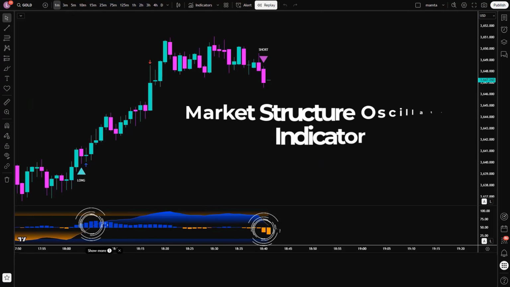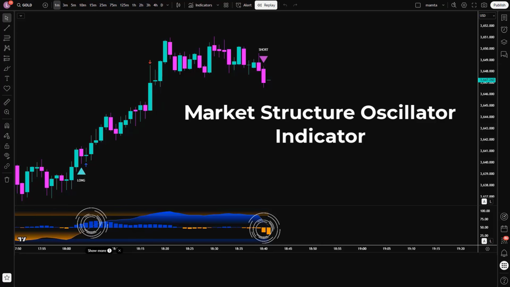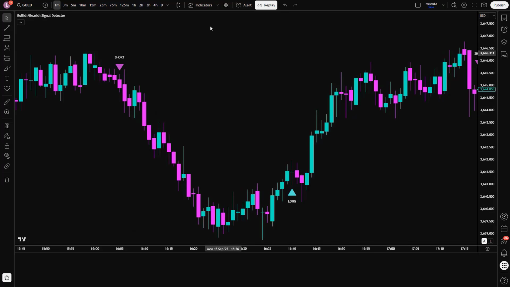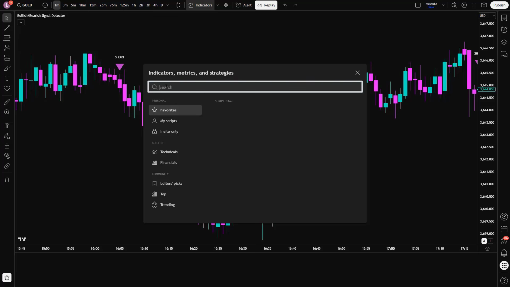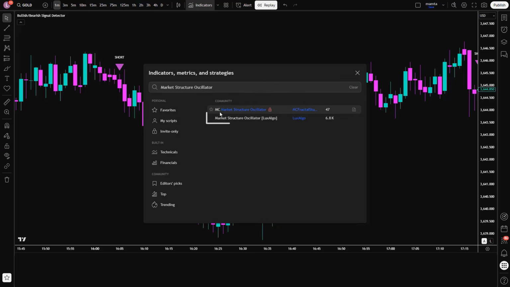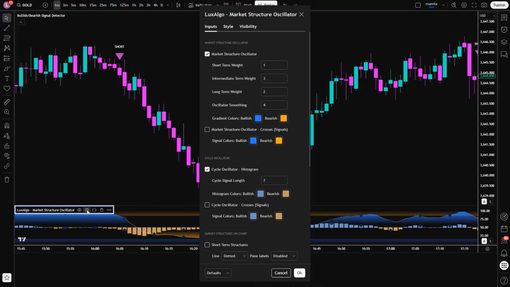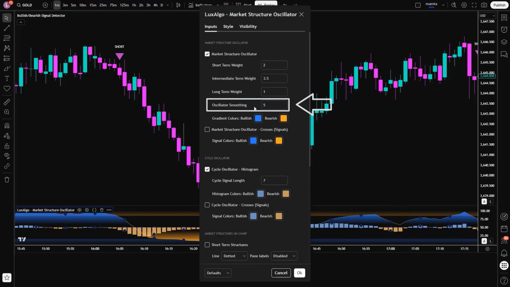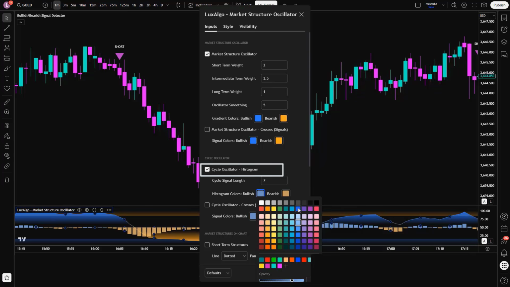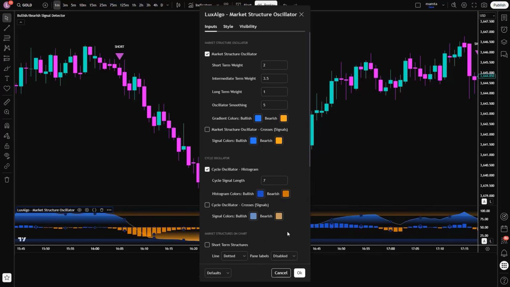After this, we will understand the next trading setup on the chart. The blue and yellow color columns we see in the chart are called the market structure oscillator indicator. We will search for market structure oscillator in the search box of TradingView. After that, we have to click on the market structure oscillator option, in which we have to change some settings. We have to change the short-term weight option from 1 to 2. We have to change the intermediate-term weight option from 3 to 3.5. We have to change the long-term weight option from 2 to 1. We have to change the oscillator smoothing option from 4 to 5. We have to change the bullish and bearish color options. Now our setup is ready.